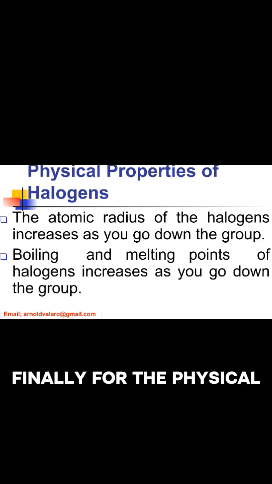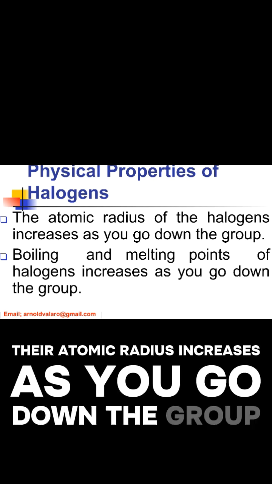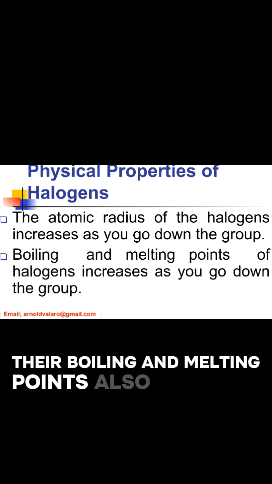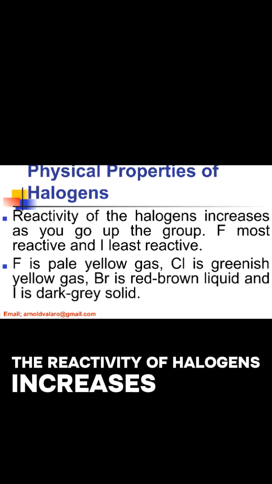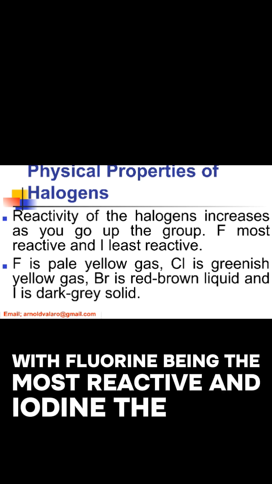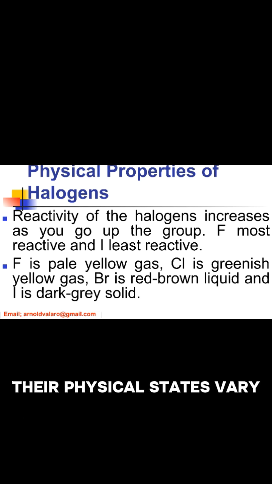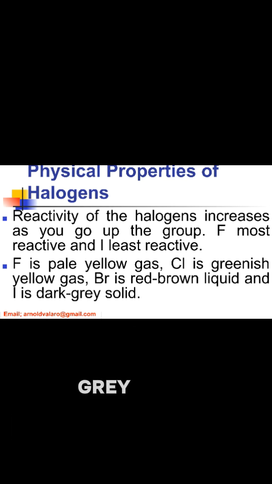Finally, for the physical properties of halogens, their atomic radius increases as you go down the group. Their boiling and melting points also increase down the group. The reactivity of halogens increases as you move up the group, with fluorine being the most reactive and iodine the least. Their physical states vary, such as fluorine being a pale yellow gas and iodine being a dark gray solid.